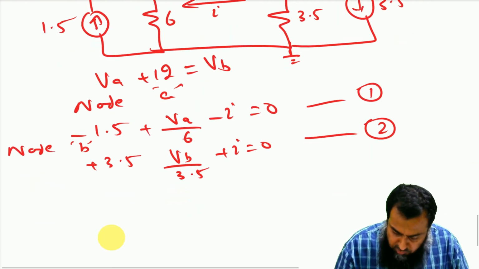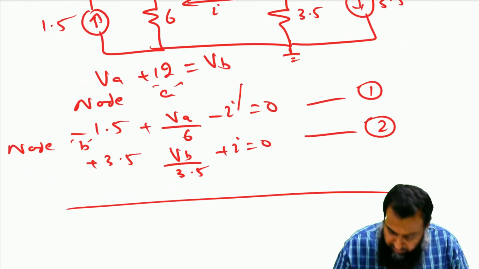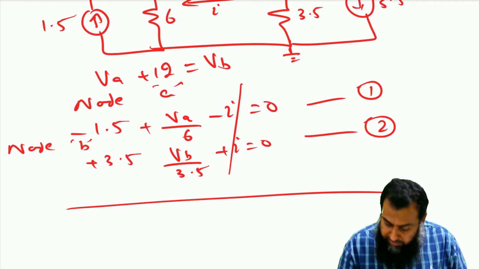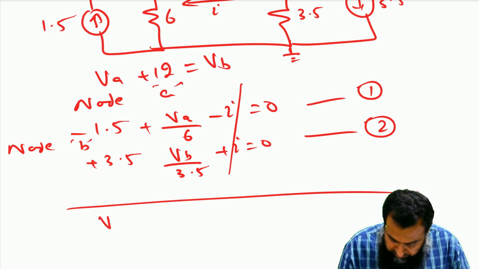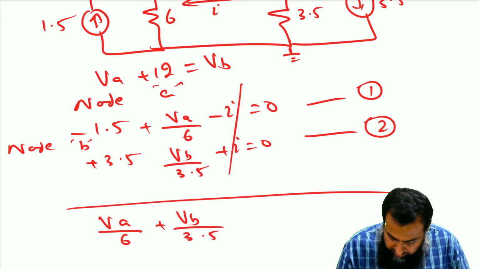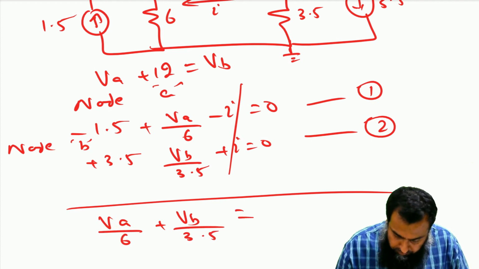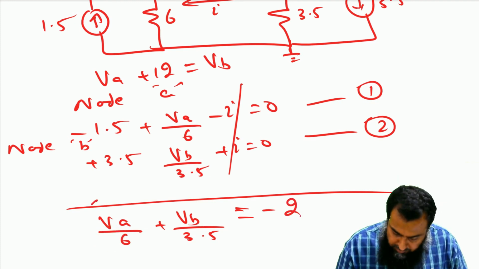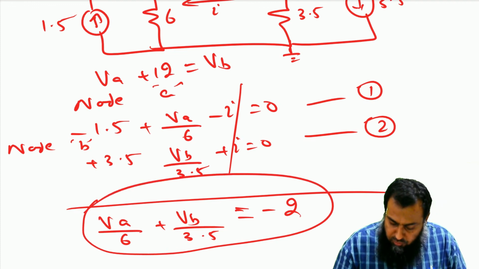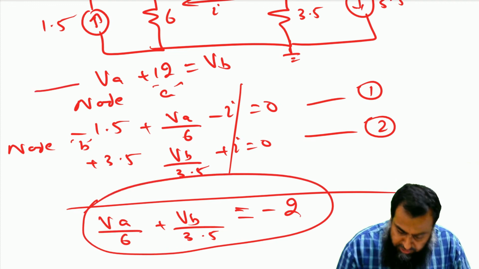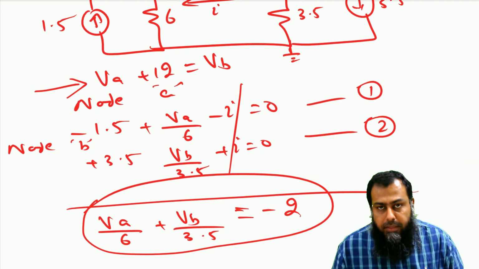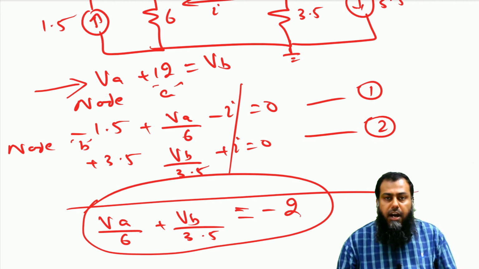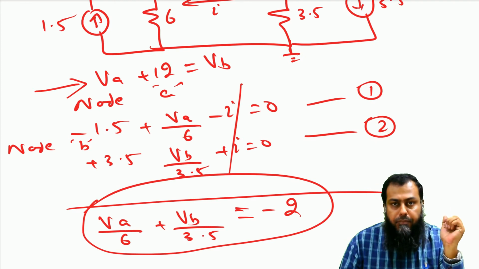Now if I add these two equations, then I will straight away get rid of this current I, and thereafter what I get is VA over 6 plus VB over 3.5, and that is equal to minus 2. So this is the equation that will be used in conjunction with this condition VA plus 12 is equal to VB to find out the unknown voltages VA and VB.